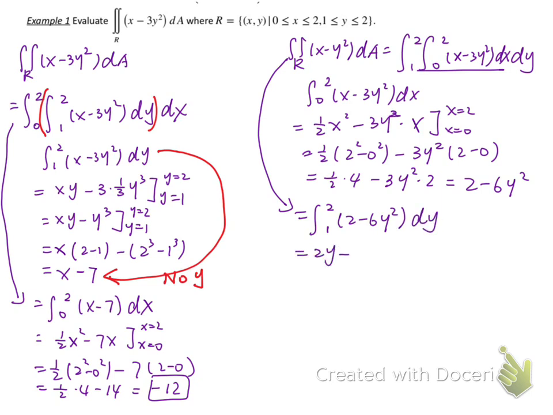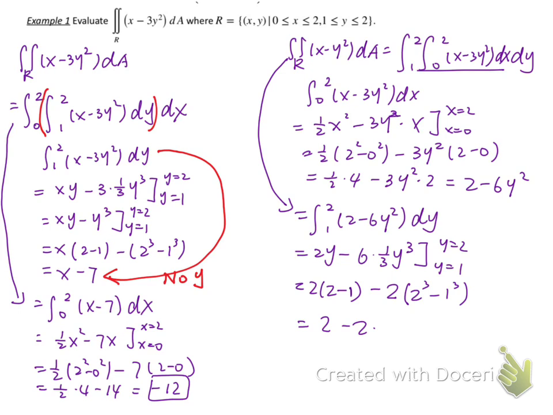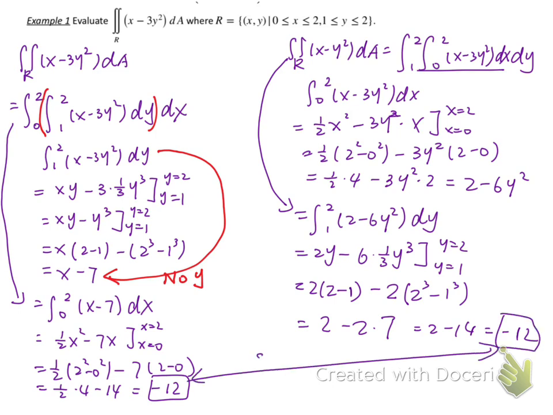This will be 2y minus 6 times 1/3 y to the third power, y from 1 to 2. And that is 2, y goes from 1 to 2. So 2 times (2 minus 1) minus 2 times (2 to the third power minus 1 to the third power). This is 2 times 1, which is 2, minus 2 times, again, 8 minus 1, 7. So this will be 2 minus 14, or negative 12. Okay, same answer.